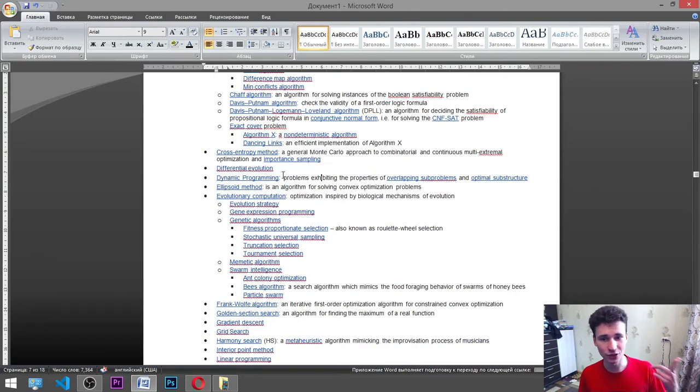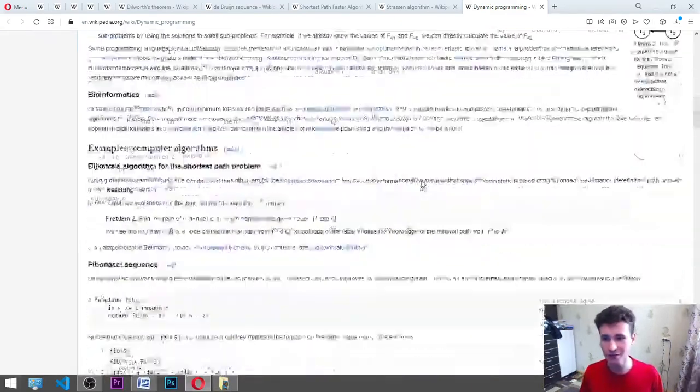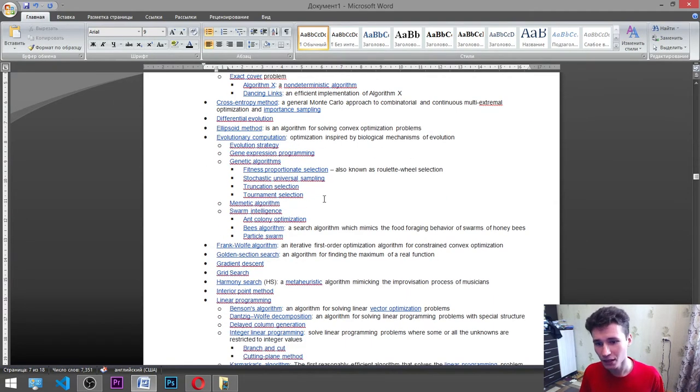Actually, I know that iterative and recursive approaches we have inside of it. Need to learn more. Here it is. It is both a mathematical optimization method. Yes, need to delete it, actually. Yes, we know the dynamic programming, it is what I meant. Gradient descent, yes, we know.